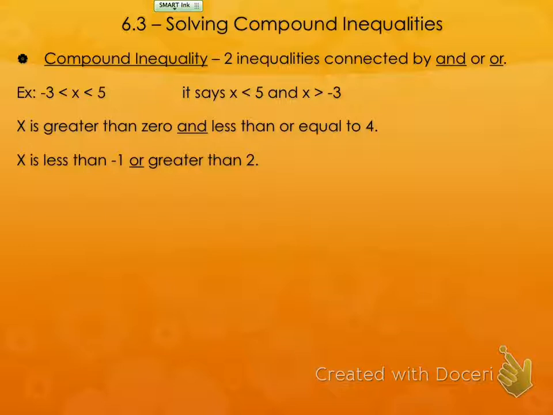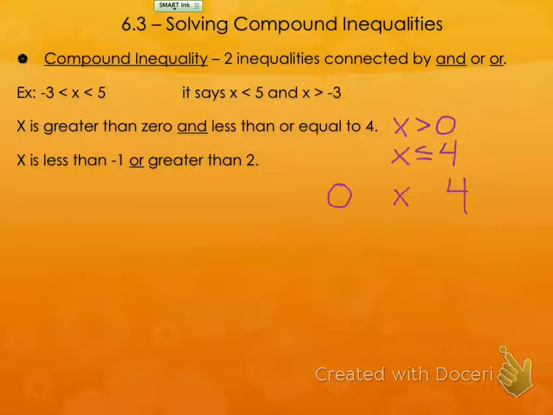I'm going to write out two inequalities. So x is greater than 0 and x is less than or equal to 4. I always want the least number on the left, the greatest number on the right, just like on a number line. And I always want the x in the middle. So 0 on the left, x in the middle, and 4 on the right. And then just make sure my signs are the same way.